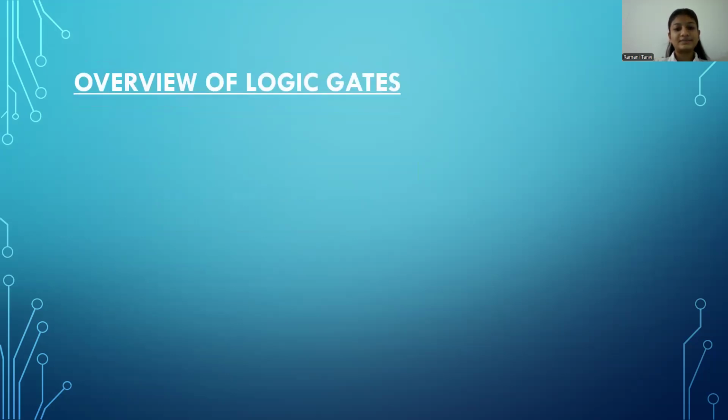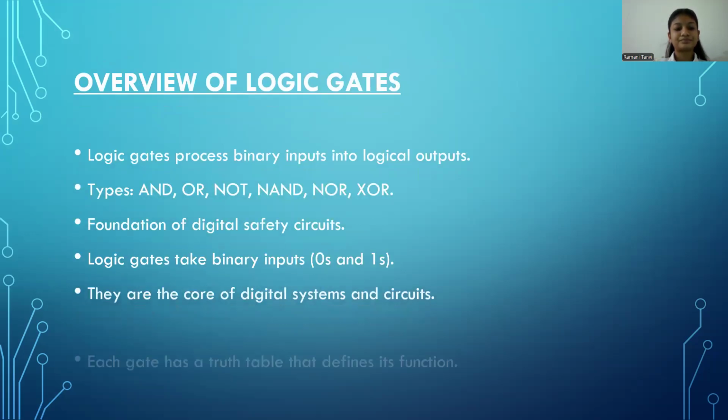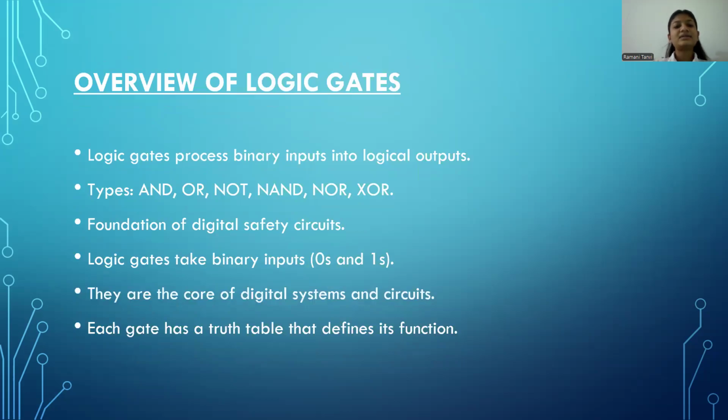Overview of logic gates. Logic gates are the brain of any digital circuit. They take inputs in the form of binary values, zeros and ones, and produce a logic output. There are different types of gates: AND, OR, NOT, NAND, NOR, XOR. In our system, we use these gates to make decisions like checking if too many people are inside or not.